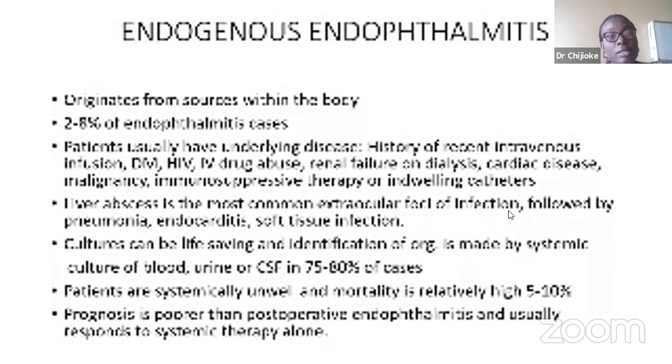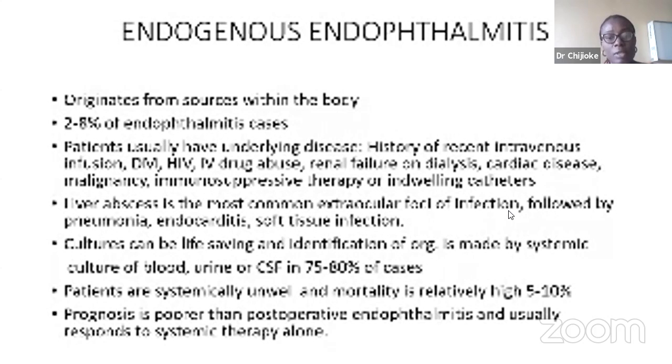Endogenous endophthalmitis originates from sources within the body, mostly hematogenous, and accounts for 2 to 8% of endophthalmitis cases. Patients usually have underlying diseases, history of recent intravenous infusion, diabetes mellitus, HIV, IV drug abuse, renal failure on dialysis, cardiac disease, malignancy, immunosuppressive therapy, or indwelling catheters. Liver abscess is the most common extraocular focus of infection, followed by pneumonia, endocarditis, and soft tissue infection.